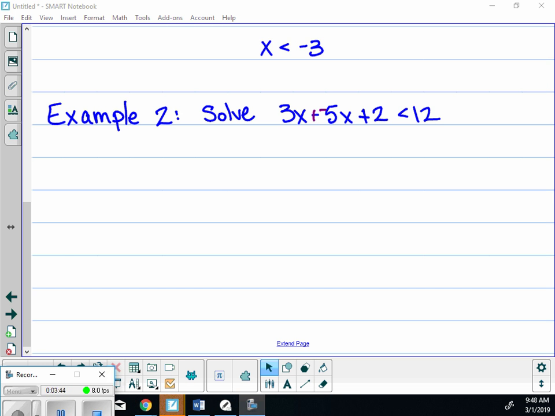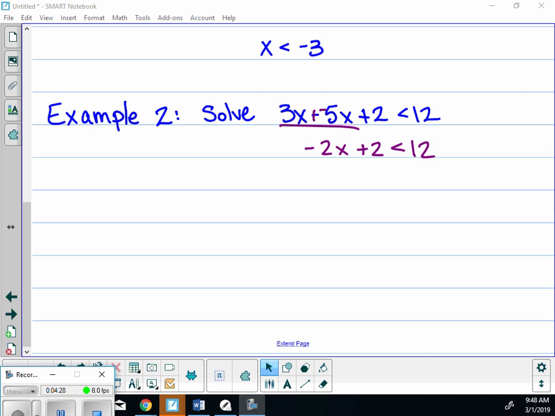So we're going to solve 3x minus 5x plus 2 is less than 12, which we could rewrite as 3x plus negative 5x plus 2 is less than 12. Whenever you're solving an equation or an inequality, simplify each side of the equation or inequality, so on both sides of the sign. Simplify by combining like terms first. So if we look at the left side of this inequality, we have 3x plus negative 5x. What does that give us? Negative 2x plus 2 is still there, less than 12.